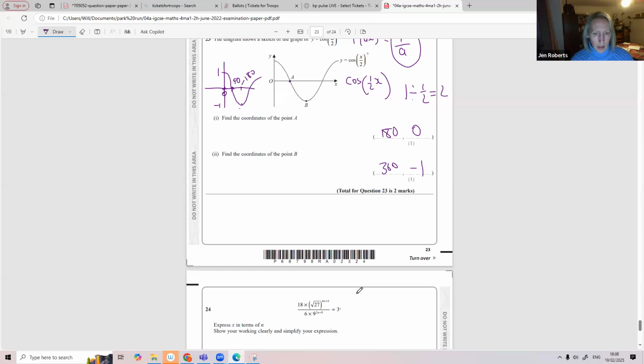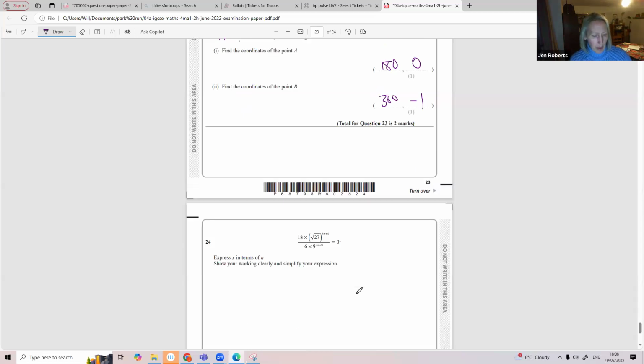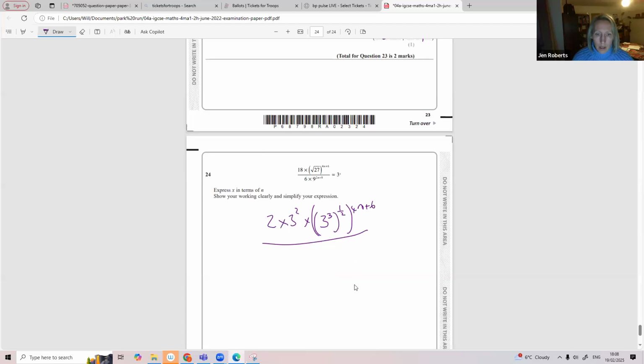So just immediately I'm looking at this, I can see powers of 3 going on. Let's try and write everything as a power of 3. So 18 is 2 times 9, 2 times 3 squared. Root 27 is 27 to the power of a half, but 27 is 3 cubed, so 3 cubed to the power of a half, to the power 4n plus 6, over 2 times 3 is 6 times 3 squared, multiplied by 2n plus 8.